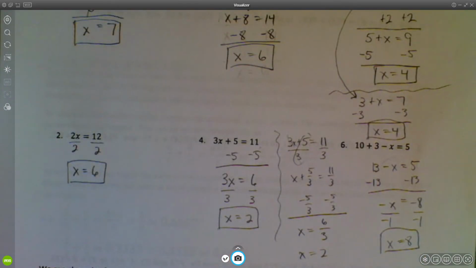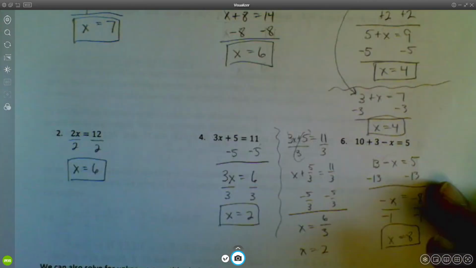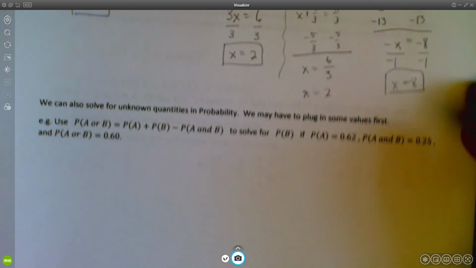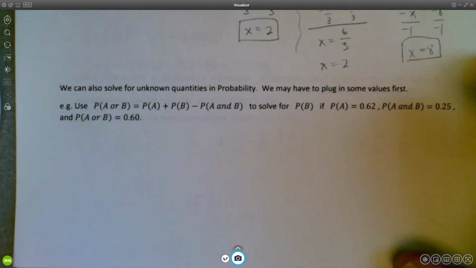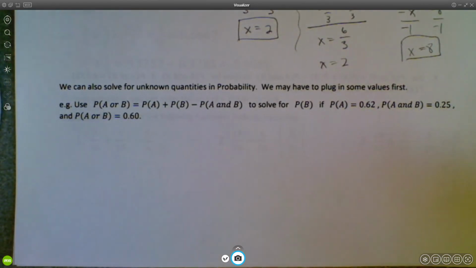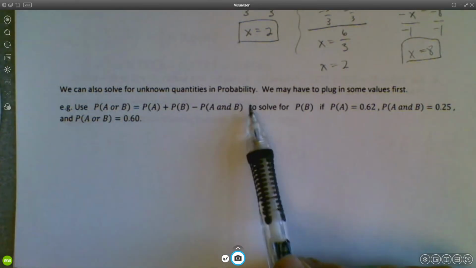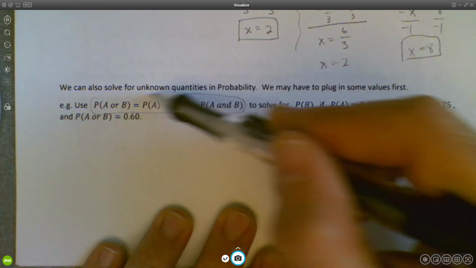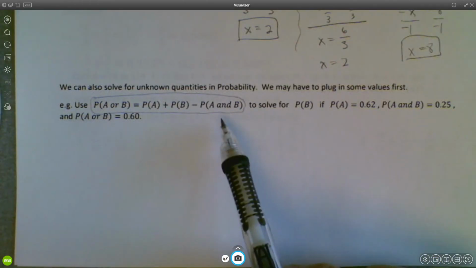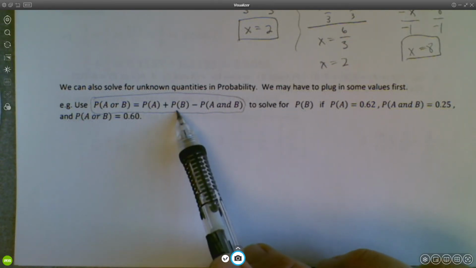Okay? In fact, let me show you now the context in which this kind of thing will pop up when it comes to probabilities. So here's how this kind of thing will come up, and here we'll do an example with some decimals. It says use this formula right here: probability of A or B equals probability of A plus probability of B minus probability of A and B. So we're going to use this formula to solve for probability of B, this little middle term.